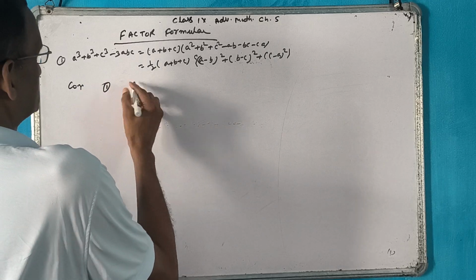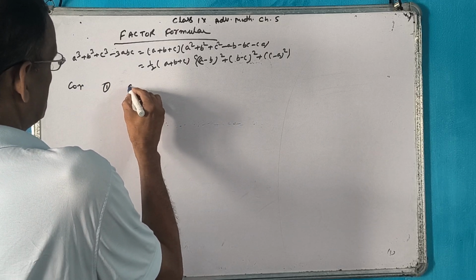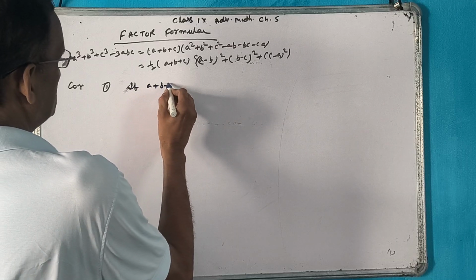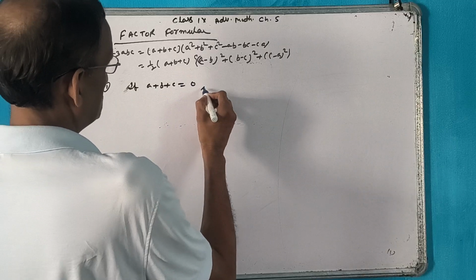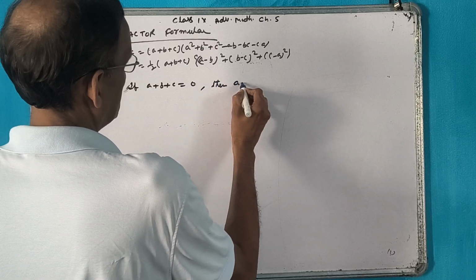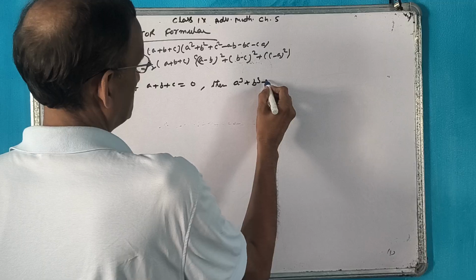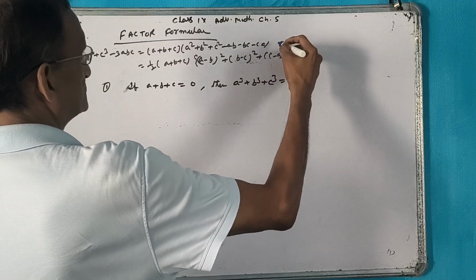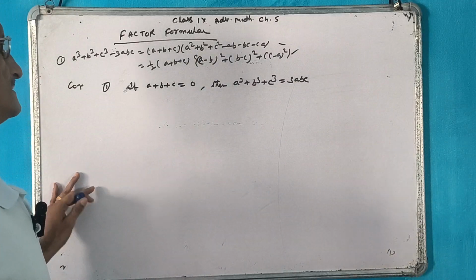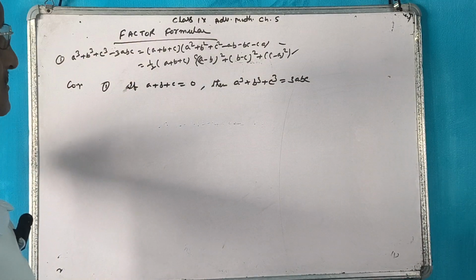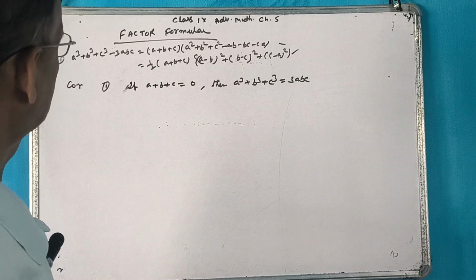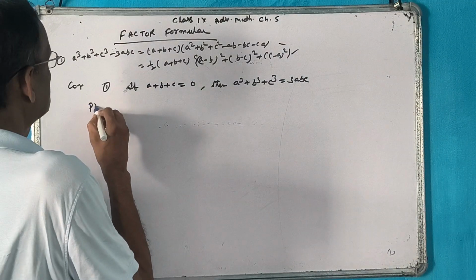From this formula there is a very important corollary. Number one: if a plus b plus c equal to 0, then a cube plus b cube plus c cube will be 3abc. This is the corollary, which comes from these two formulas only. Based on this formula, that's why it is called a corollary. But this is very widely used, so I want to give you the proof. So you can start the proof.